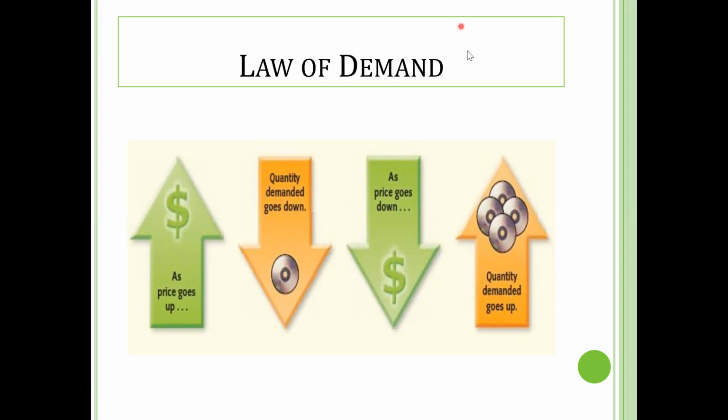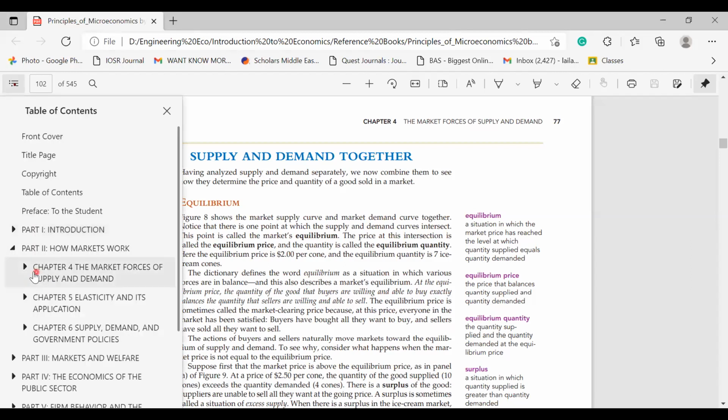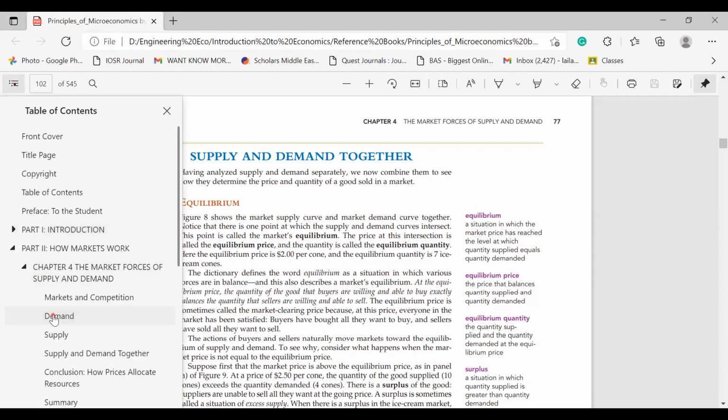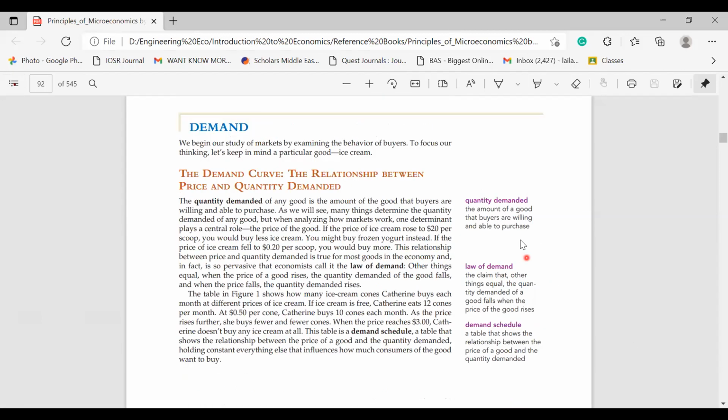Now let's find out from where I actually concluded this. So from here, sorry, I don't find the page. So from here, you will find the definition of the law of demand. That is this. The law of demand is right.